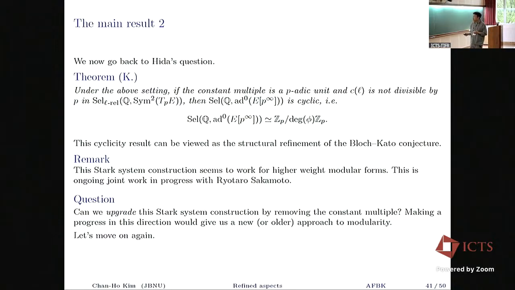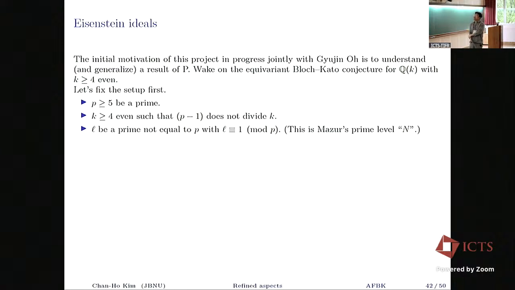And now I move to the Eisenstein ideal. It's a completely different setting again. Sorry about that. This is ongoing joint work with Gugino. So what we want to do is to try to understand and generalize the results of Preston-Wake on the equivariant Bloch-Kato conjecture for Q(k), where k is even and larger than 2.